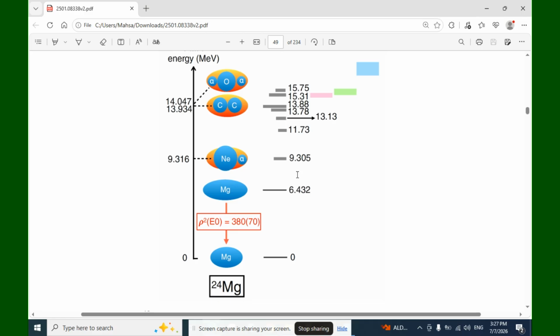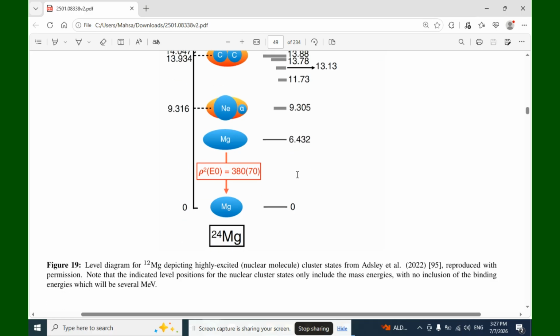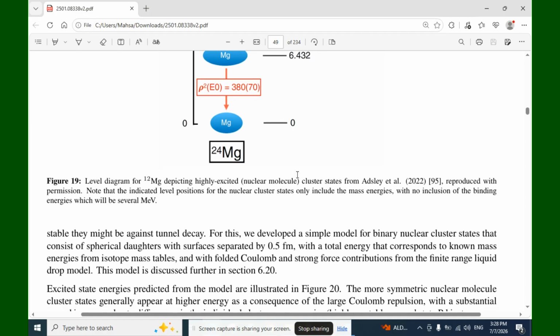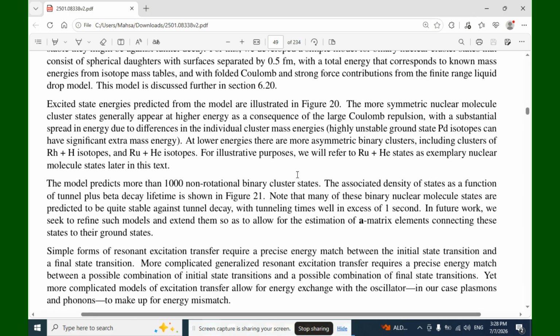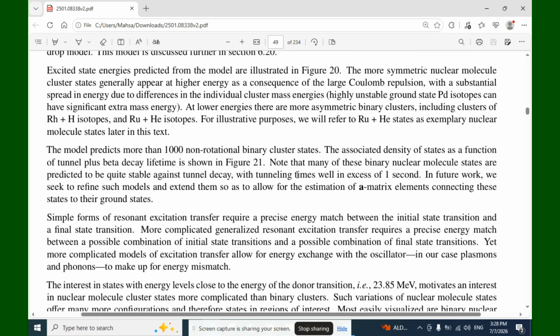So, figure 19 illustrates a level diagram for magnesium-24 depicting highly excited nuclear molecule cluster states from Astley and his colleagues in 2022, reproduced with permission. Note that the indicated level positions for the nuclear cluster states only include the mass energies with no inclusion of the binding energies, which will be several mega electron volts. Excited state energies predicted from the model are illustrated in figure 20.